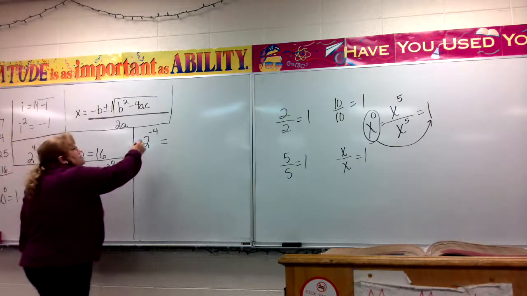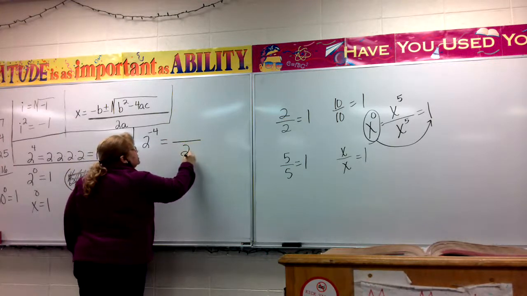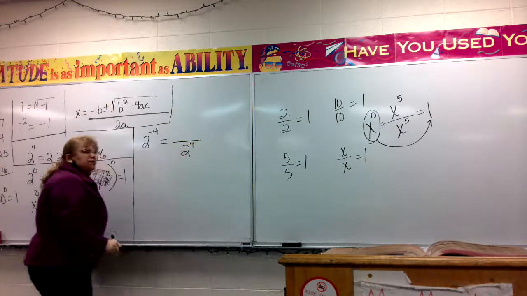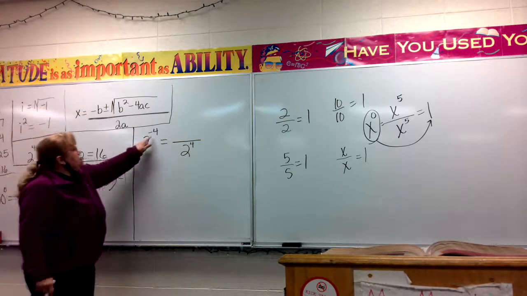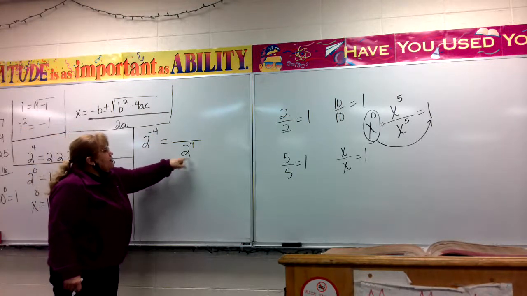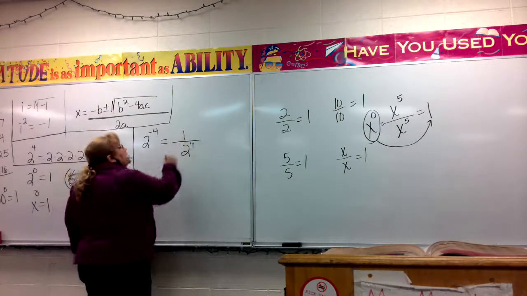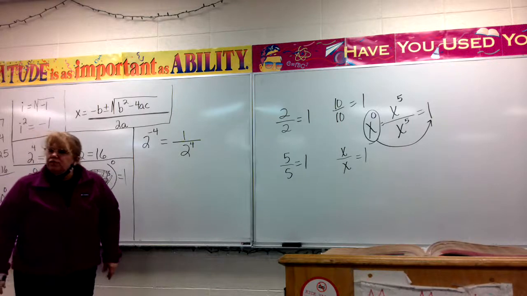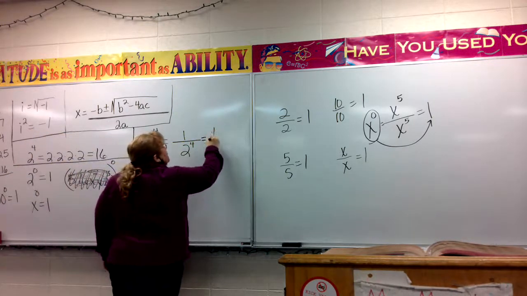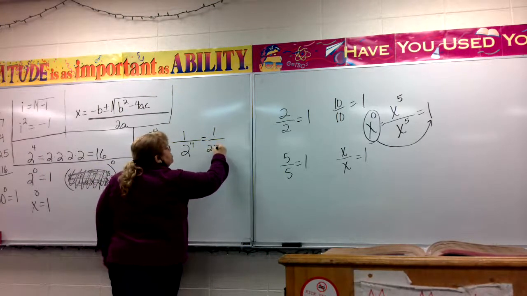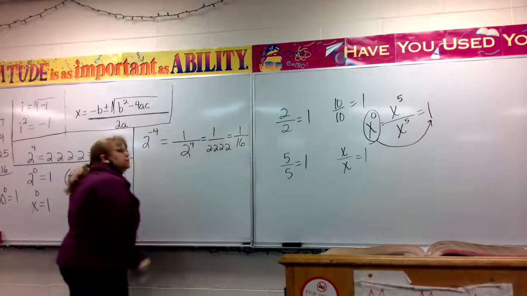If you have a negative exponent, you're going to move that to the denominator and make the exponent positive. To get rid of the negative exponent, you move it to the denominator and make it positive exponent. So now we're going to have 1 over 2 to the 4th. We can do that now, right? It's 1 over 2 times 2 times 2 times 2. Right?